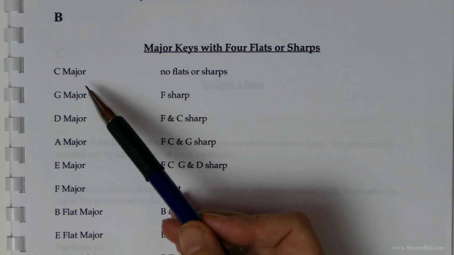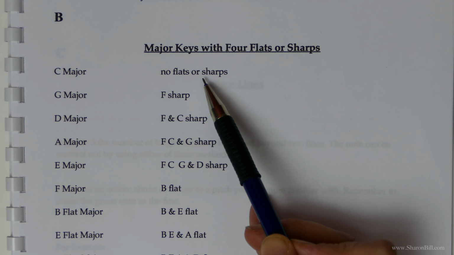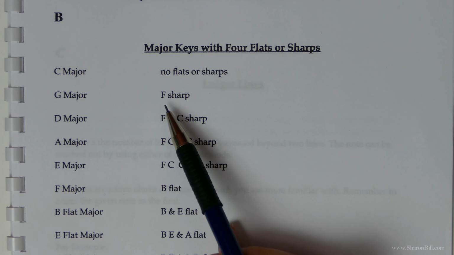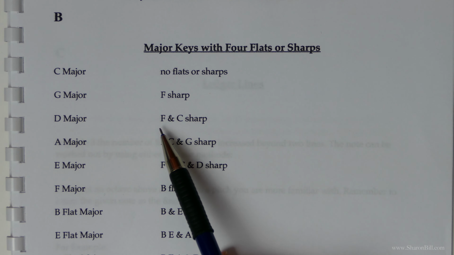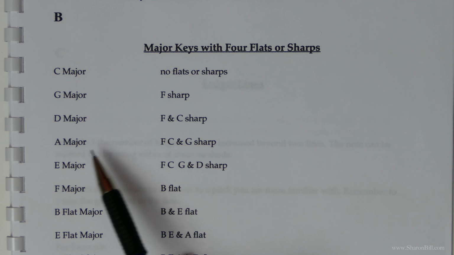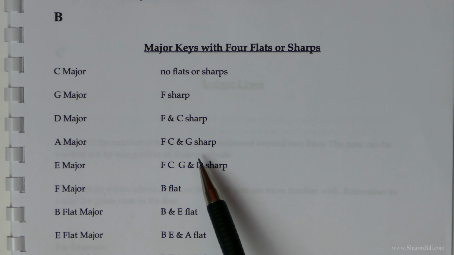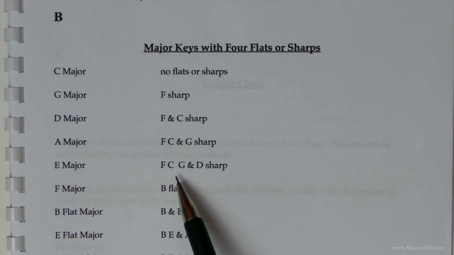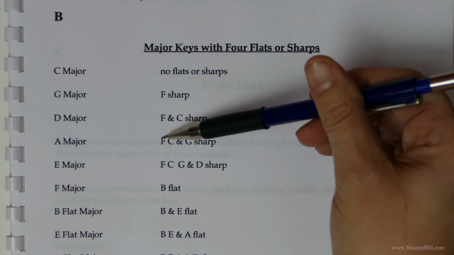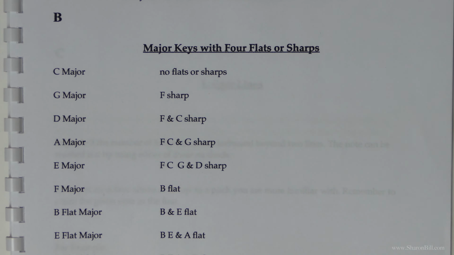So we'll need to have C major, which has no sharps or flats, G major, which has 1 sharp, F sharp, D major, which has 2 sharps, F and C sharp, A major has F, C, G sharp, and E major is the new one, which now has F, C, G and D sharp. So you can see we're continually adding an extra sharp.